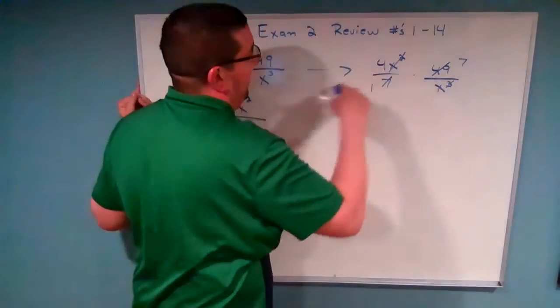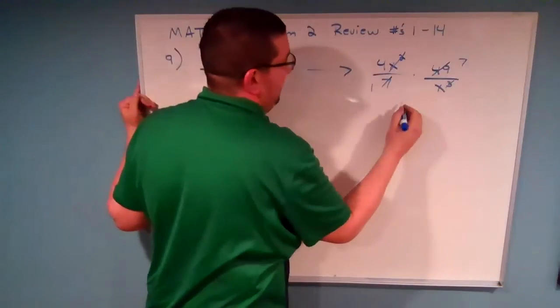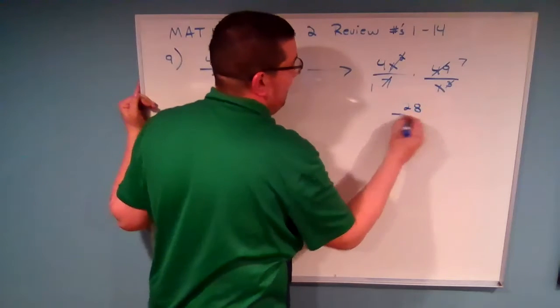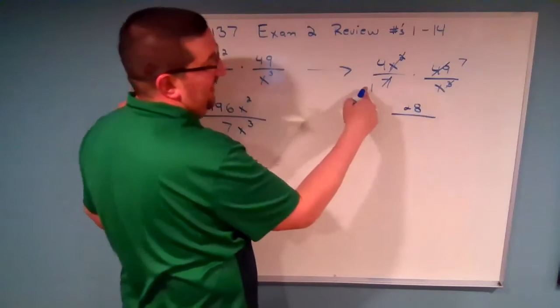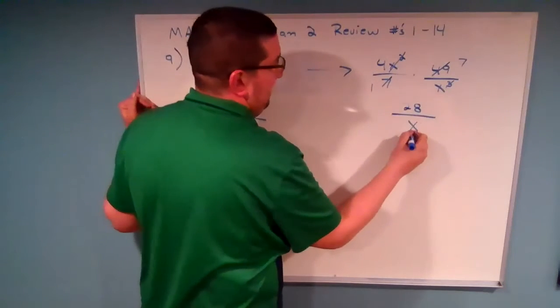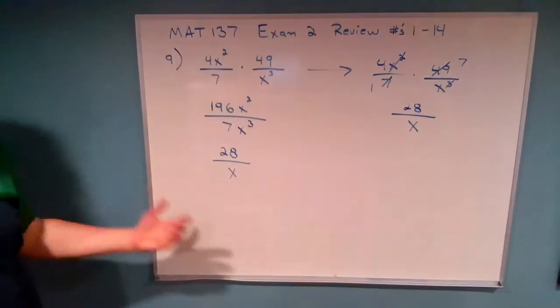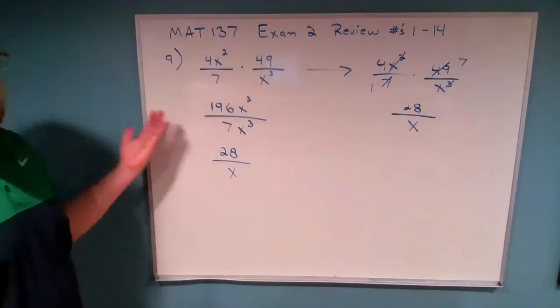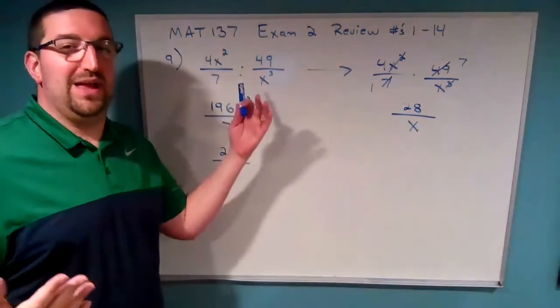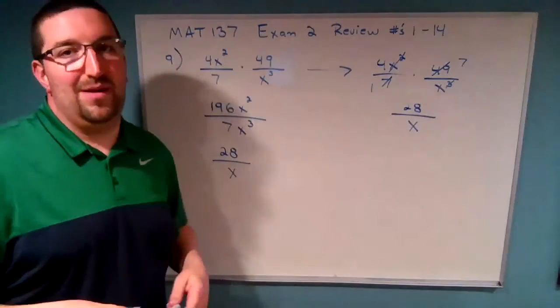Then I multiply what I have left. 4 times 7 is 28. And in the denominator, I just have a 1 and an x, leaving me with x. Same answer, two different ways: just multiplying first versus canceling out without multiplying.